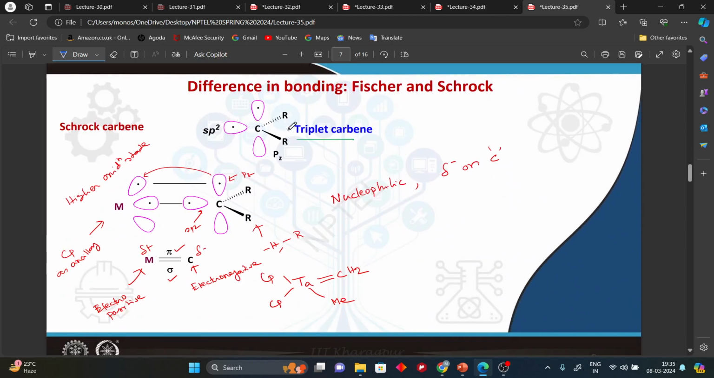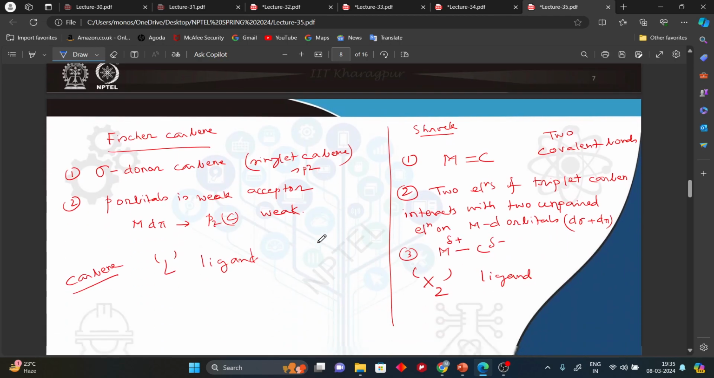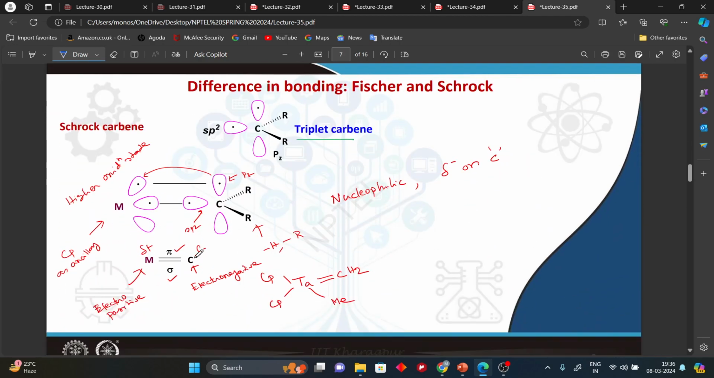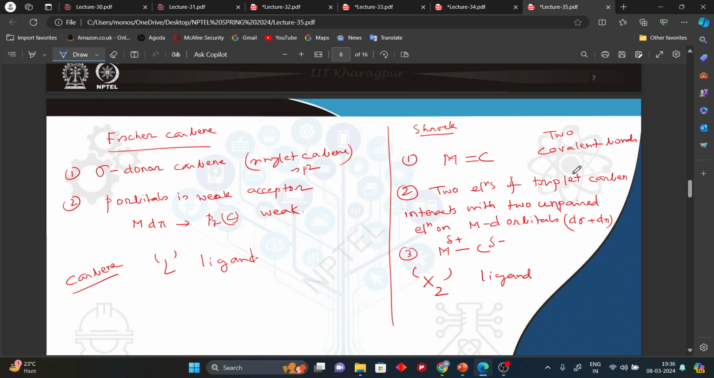And for the Schrock carbene, it has this kind of shape, and they are actually highly charged, very different metals, like tantalum. If we see the differences, the singlet carbene is a sigma donor, while the triplet carbene has two covalent bonds. So for this, we consider one sigma and one pi bond, and it forms as a triplet state. So that's it, it's like this.